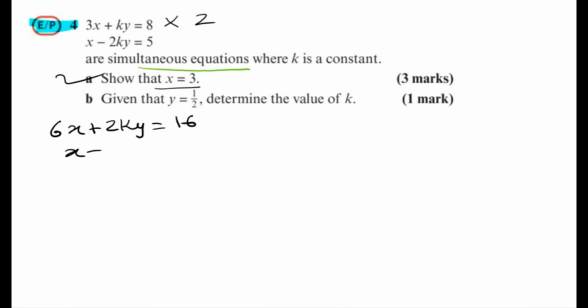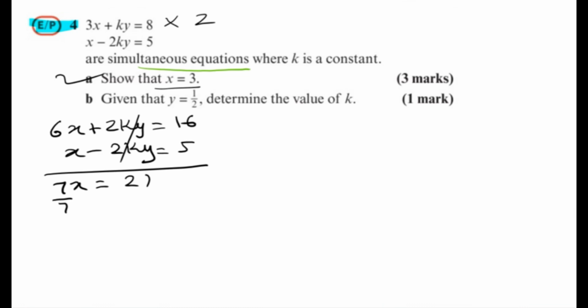And x minus 2ky is equal to 5. Add these two equations because we can use elimination, which is easy. Plus 2ky minus 2ky cancelled. So 7x is equal to 21. Divide by 7, divide by 7. So x is equal to 3. And that is the first thing we have to prove. So we proved the A part, which is x is equal to 3.